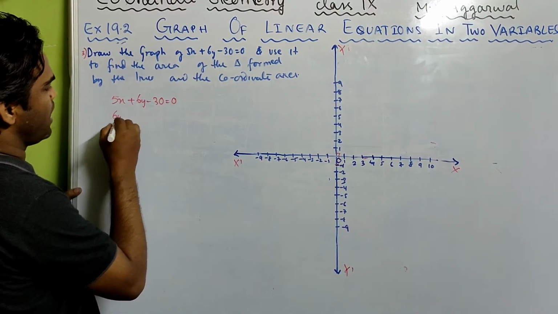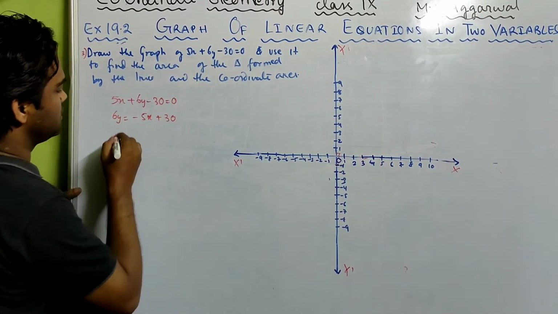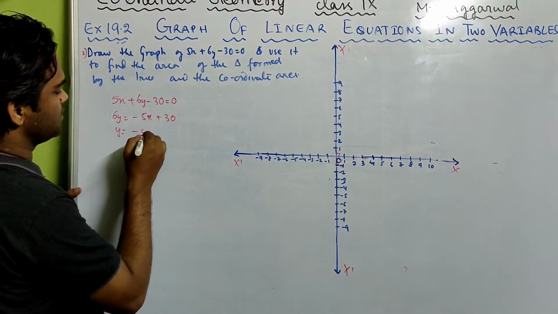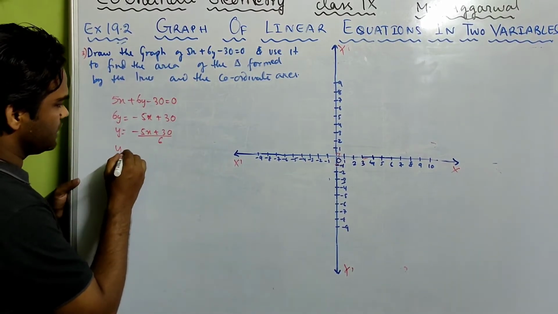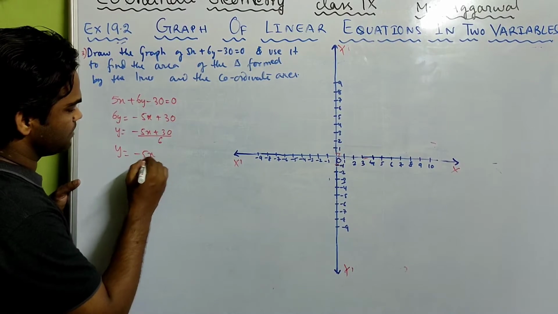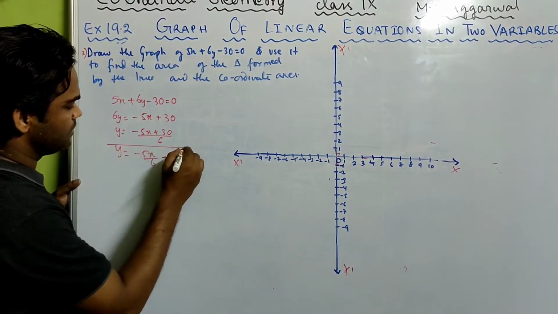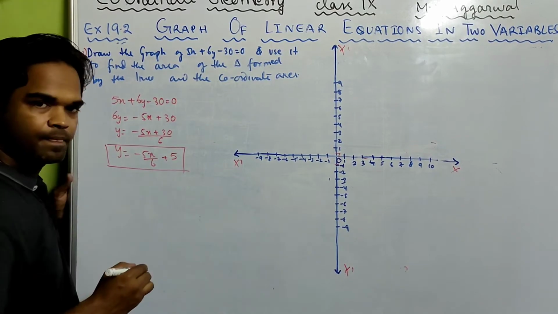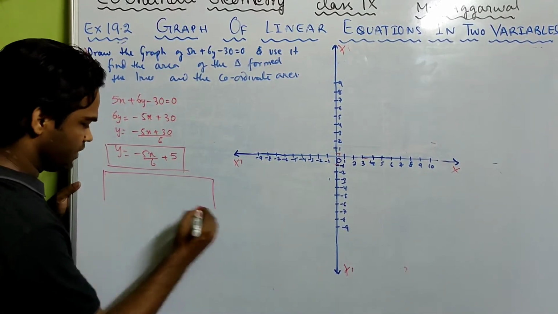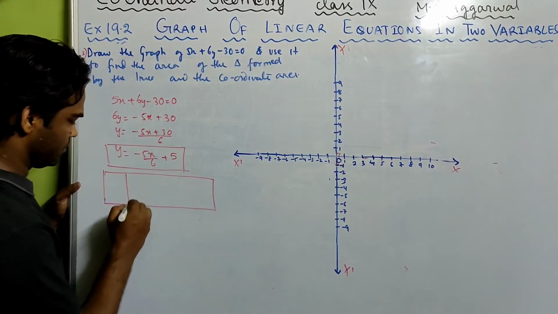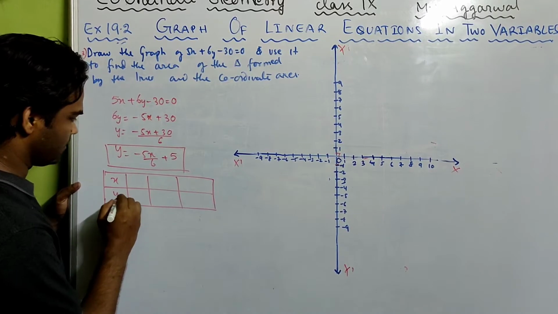So 6y is equal to minus 5x plus 30. So y equals minus 5x plus 30 by 6. Actually, this we can write as minus 5x by 6 and 30 by 6 becomes 5. Can I write like this? Now, I'll make a table. If you write like this, it's very easy to choose the values. Just look. x, y.